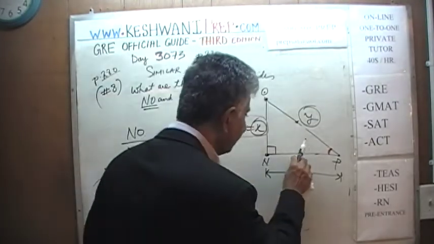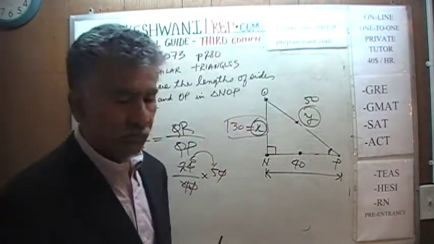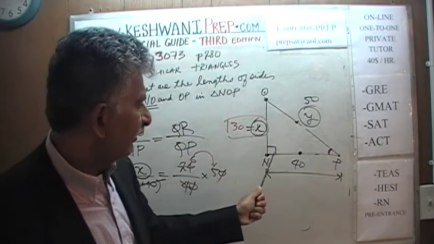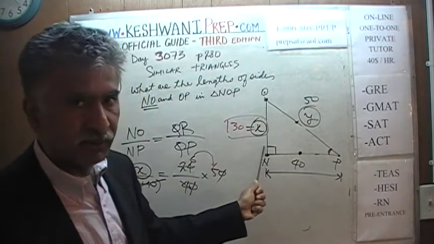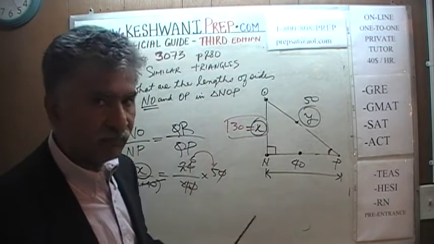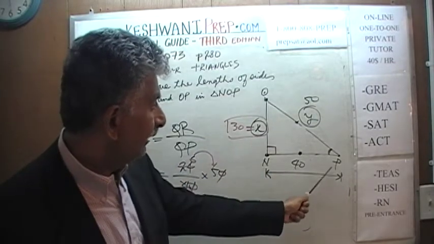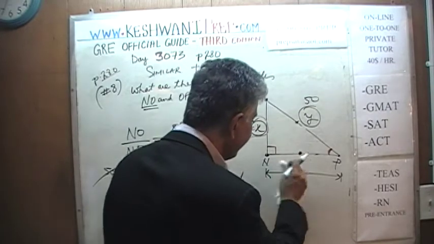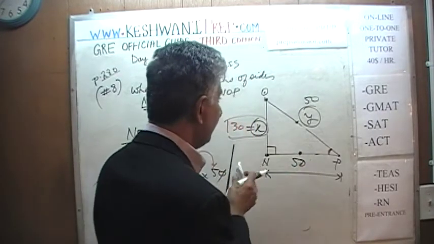That would only have been true if this were 40, then this would have been 50, because in that case we have a 3, 4, 5 triangle. In a 3, 4, 5 triangle, obviously 5, the longest side, faces the right angle. But that is not what we have. OP is not, so people are going to get confused. They see 50 here, so they say, well, we got 50, we got 30, so this must be 40.